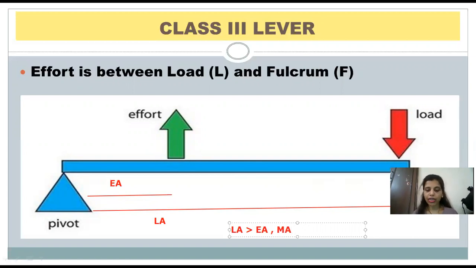as the mechanical advantage? Mechanical advantage is effort arm upon load arm. So as effort arm, the numerator, is going to be smaller than the denominator, MA is less than 1. And as MA is less than 1, you have to understand, it will act as gain in speed. This particular type of lever will act as gain in speed.